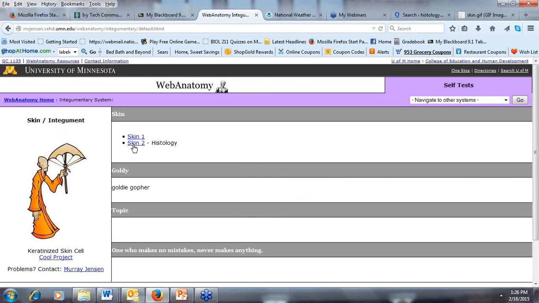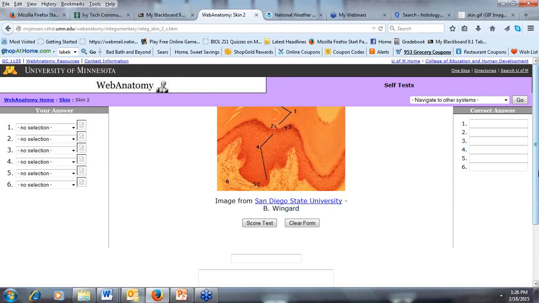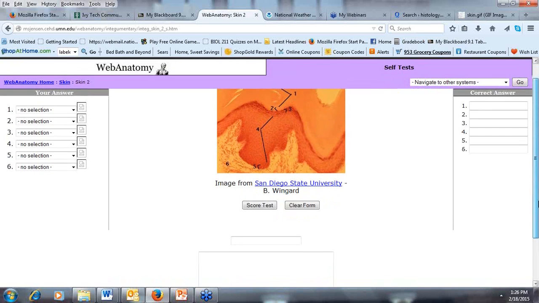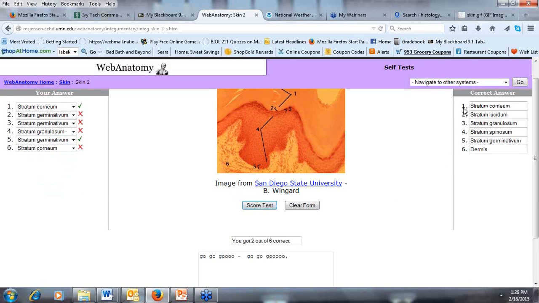So there's the integument skin 1, and here's an actual slide which doesn't show that very well. But this one is just of the dermis and epidermis. Okay, and so there's the stratums, the different layers. These are all layers of the epidermis. So if you randomly just pick everything here the same, or just go through. All right, so corneum, lucidum, granulosum, spinosum, germinativum, and the dermis.